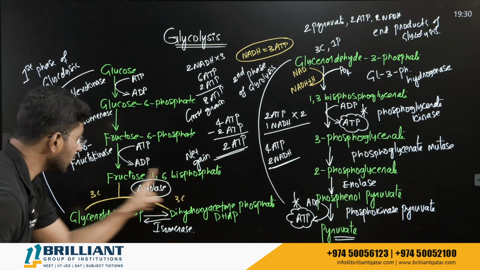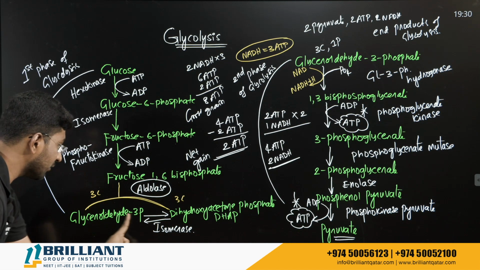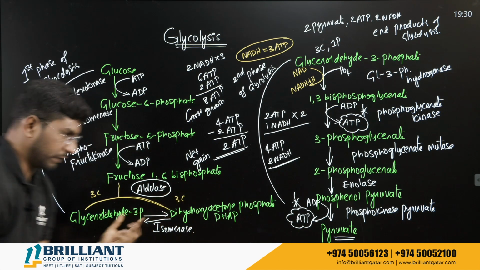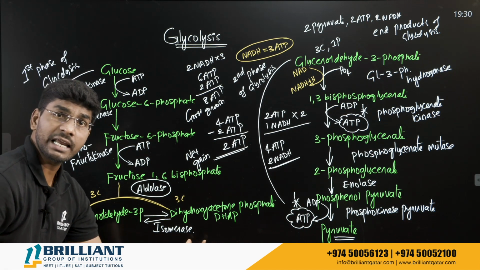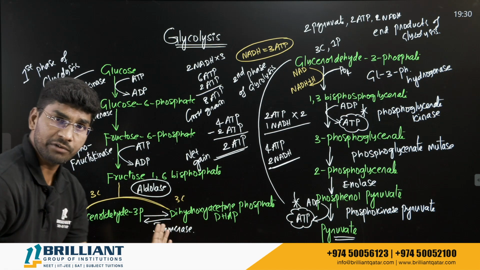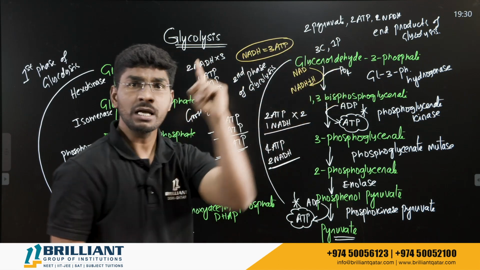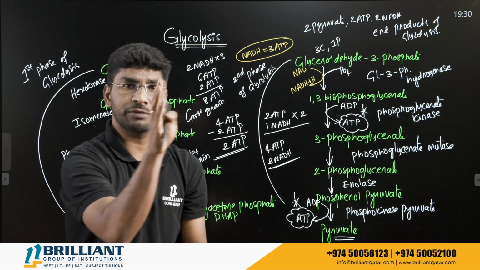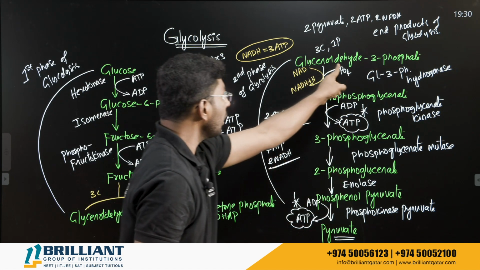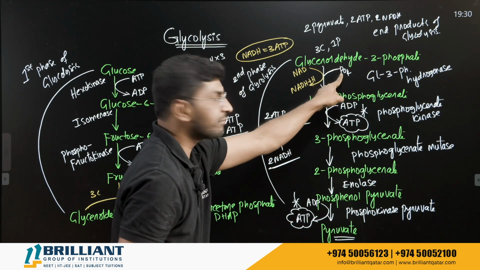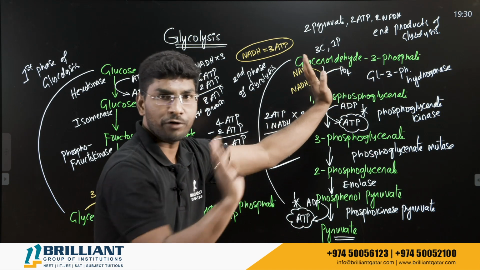Fructose 1,6-bisphosphate breaks down into two 3-carbon compounds: glyceraldehyde 3-phosphate and dihydroxyacetone phosphate. These are isomers. They are interconvertible. So I am taking what? Glyceraldehyde 3-phosphate. It has 1 phosphate, on the 3rd carbon. Glyceraldehyde 3-phosphate takes 1 more phosphate from where? This time not from ATP, it takes inorganic phosphate.